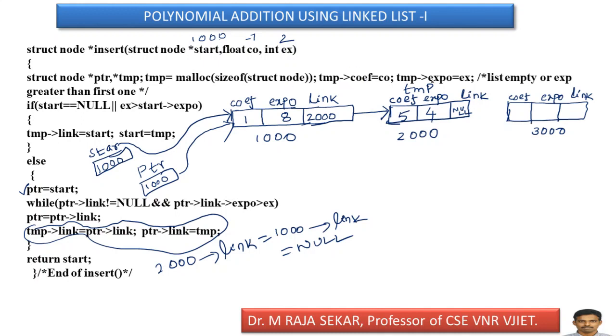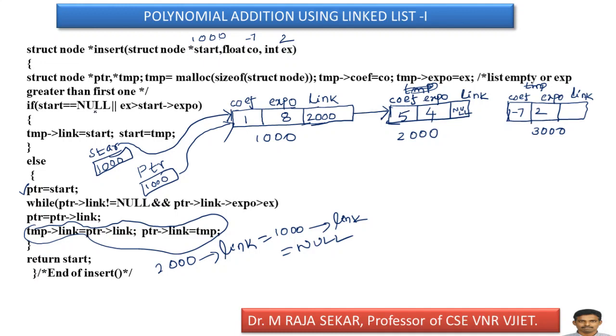TMP arrow COEF. Now this cannot be TMP; this is TMP. TMP arrow COEF equal to CO. What is my CO value? Minus 7. Therefore, it must be minus 7. TMP arrow EXPO equal to EX. What is my EX value? 2. This must be 2, isn't it? Yes. Now where will I go?